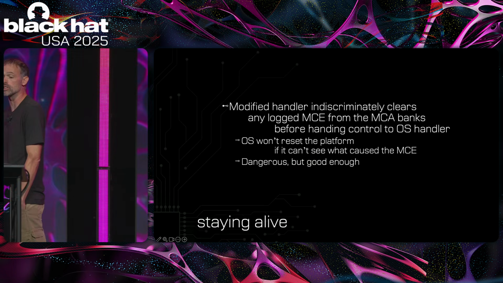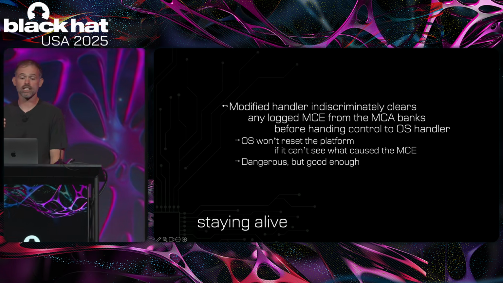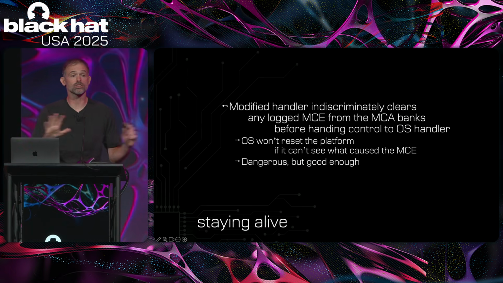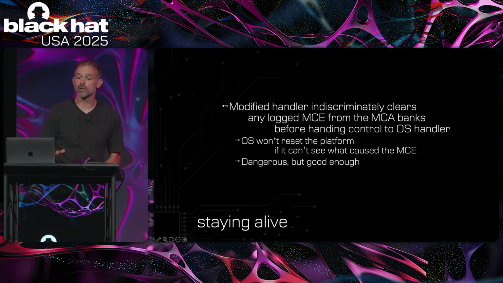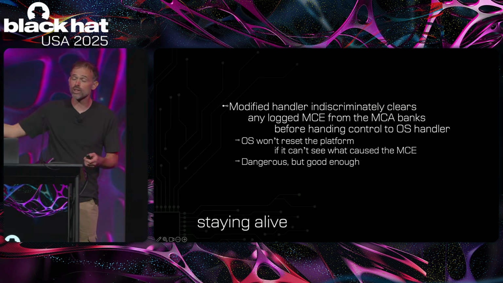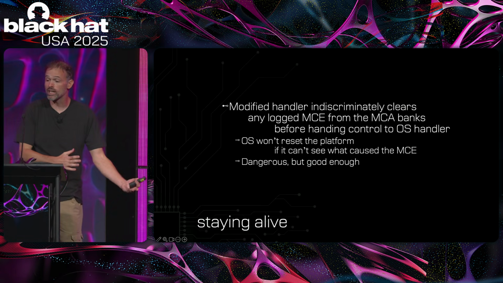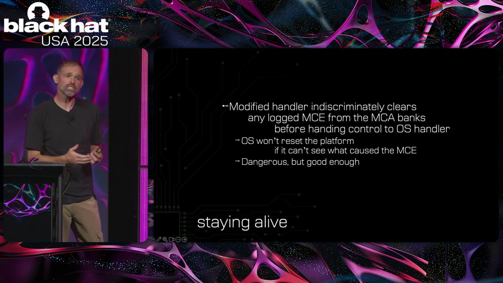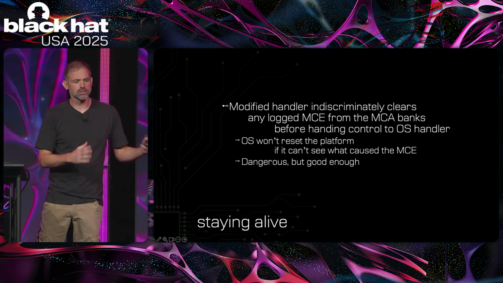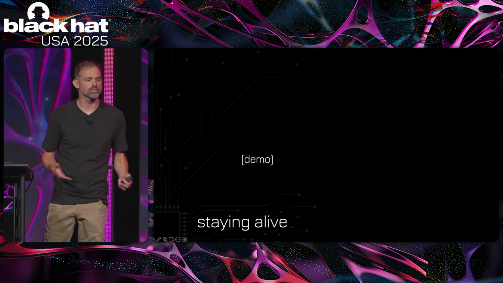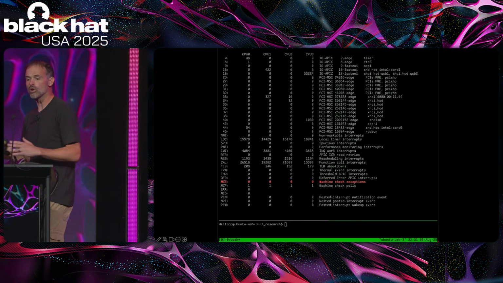And in this case, the modified hijack handler is going to basically indiscriminately clear any machine check exceptions that got logged in the MCA banks before the operating system gets control. That way the OS won't reset the platform because it can't see what actually caused the MCE. Usually you want the OS to reset things in an MCE, so it's a little bit dangerous, but it's good enough for research.